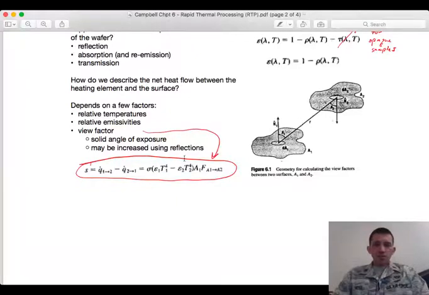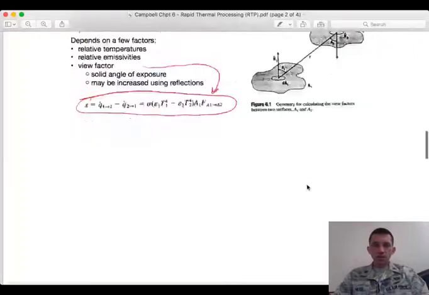Obviously, I want to maximize this heat transfer because I'm trying to heat the wafer, so I'm going to run my lamp at as high a temperature as I can. I'm also going to do what I can to increase the view factor. One way to do this is by using reflectors to redirect radiation that is sent in some other direction to my intended target.